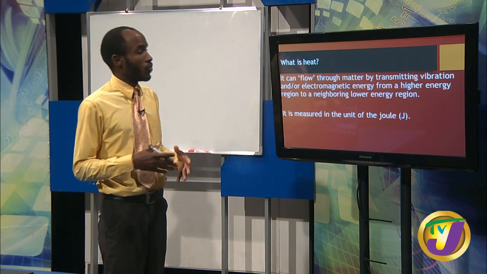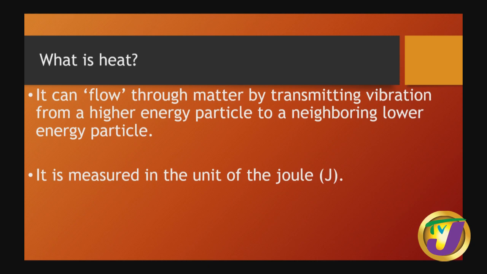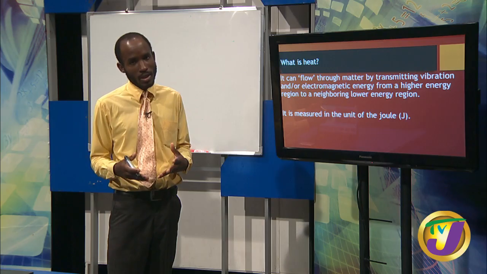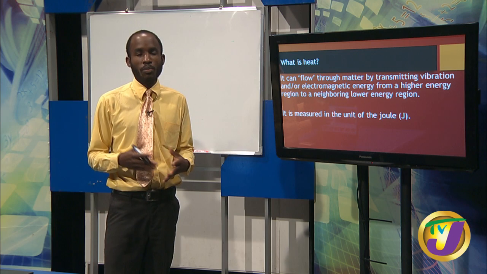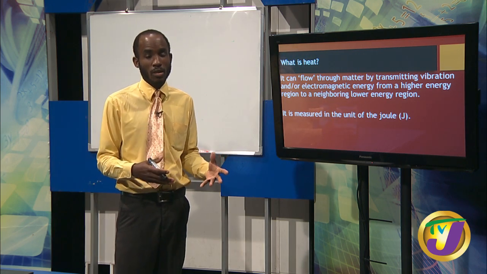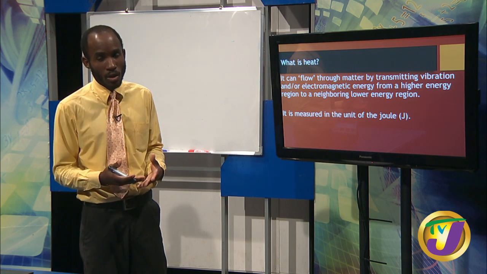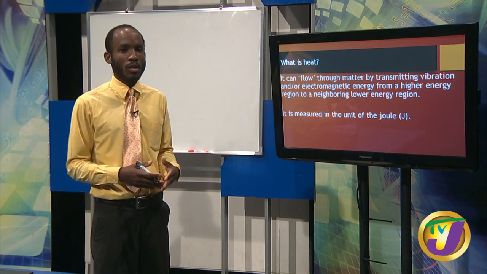What is heat again? It can flow through matter, materials, by transmitting vibration and or electromagnetic energy, big word, from a high energy region to a neighboring low energy region. So when heat flows, it does so through material most times, but it doesn't necessarily need a material as we will look at. But just know that pretty much when heat is flowing, it is flowing from where there is a lot of heat or high temperature region or high quantity of heat region to where there is little or none. That is how heat behaves.